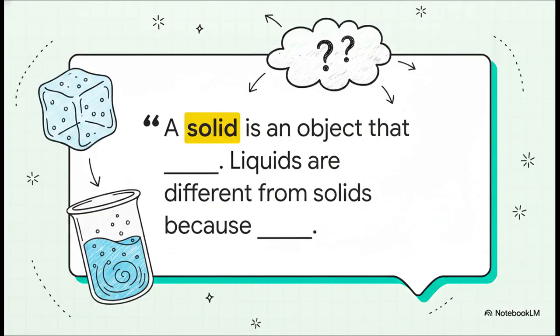When you move to states of matter, use this specific script from your notes and read it with them. A solid is an object that blank. Blank is an example of a liquid. Liquids are different from solids because blank. Hearing you deliver it exactly like this models the expected scientific communication they'll need for their own CER writing.